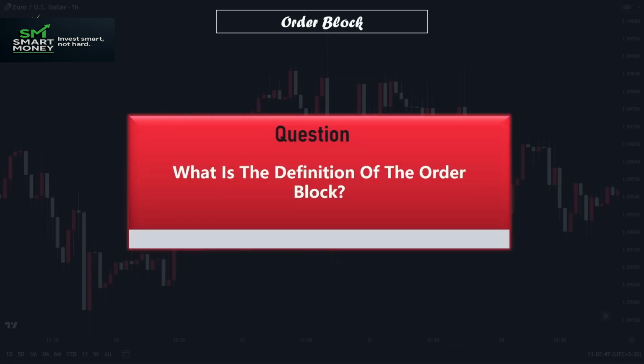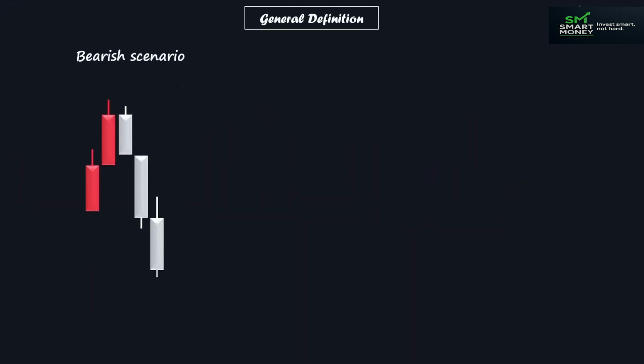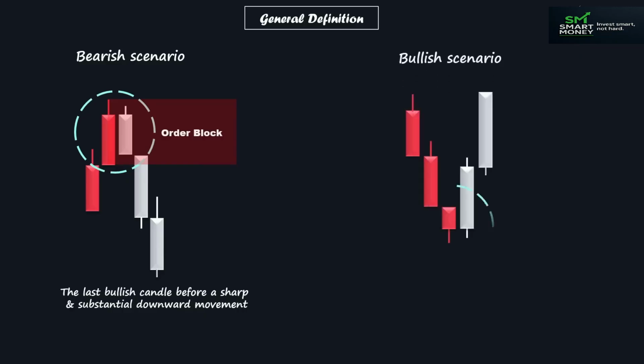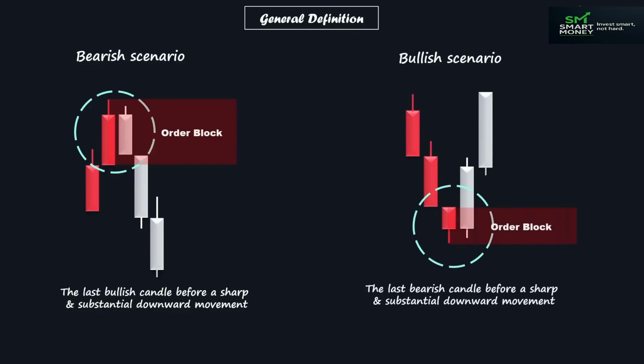Now let's dive deep into the details of the order blocks and see what is the exact definition of the order block. In the bearish scenario, order block refers to the zone corresponding to the last bullish candle before a sharp and substantial downward movement that generates a valid break of structure. Similarly, in the bullish scenario, it refers to the area corresponding to the last bearish candle before a sharp and substantial upside movement that forms a valid bullish break of structure.